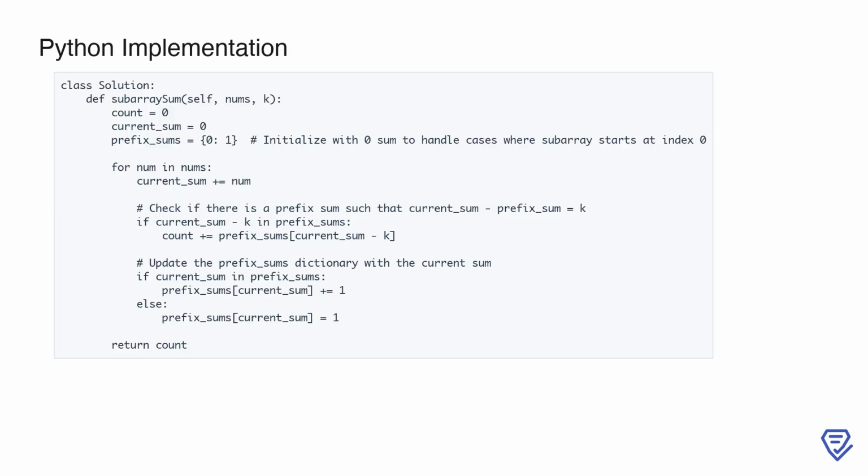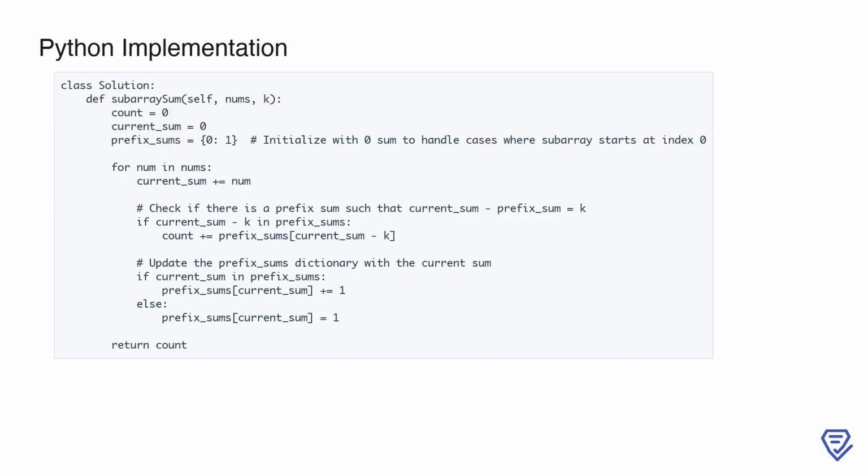3. Updating the prefix sums dictionary. After processing number, update prefix_sums with the current sum. If current_sum is already a key in prefix_sums, increment its value. Otherwise, add it as a new key with a value of 1. 4. Return the result. After iterating through the array, return the value of count, which represents the total number of subarrays with a sum equal to k.